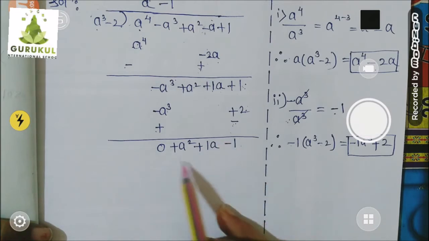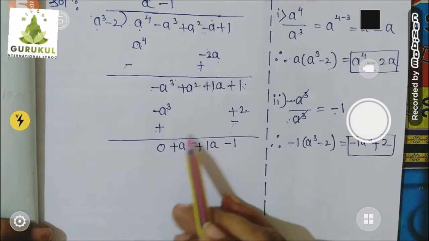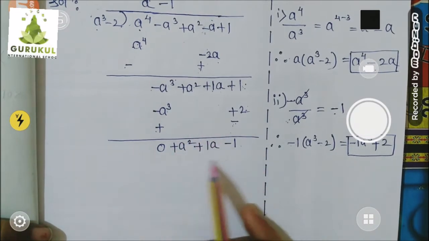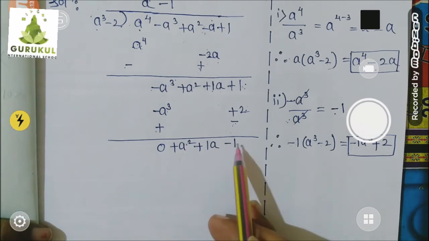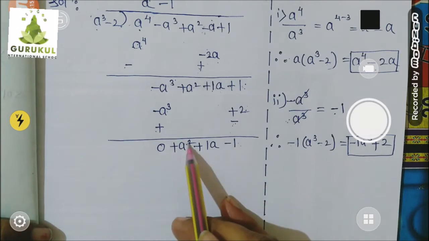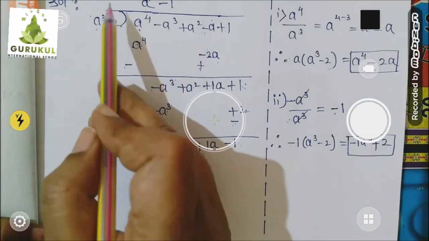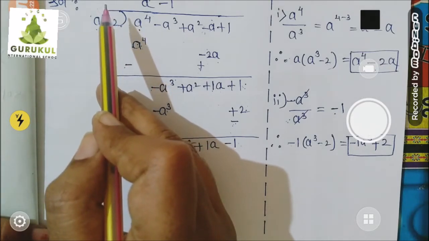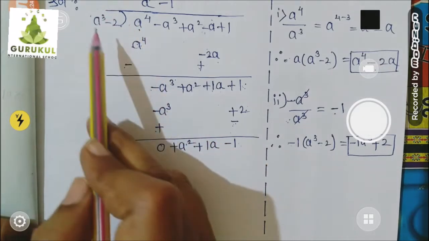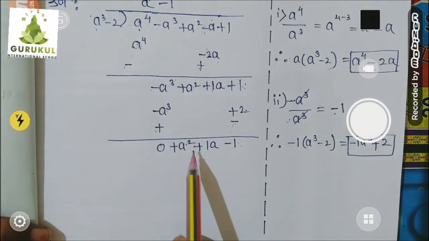Now here, children, again you have to check what is the degree of this polynomial. Degree of this polynomial means highest power of this full polynomial is 2, because here a raised to 2, here a raised to 1, here a raised to 0. So highest power is 2. And here in the divisor highest power is 3.